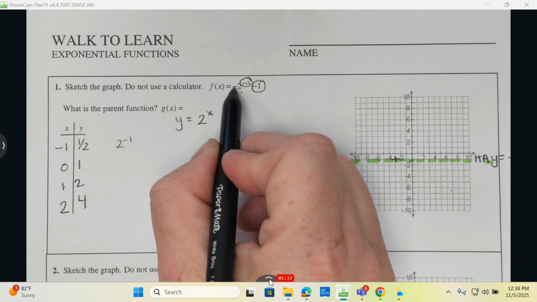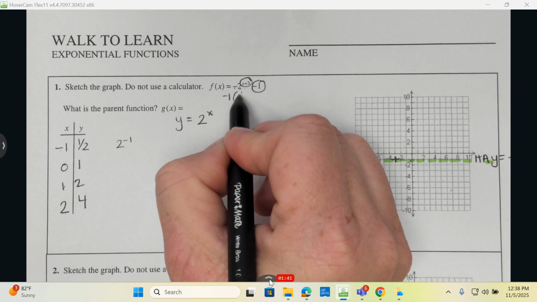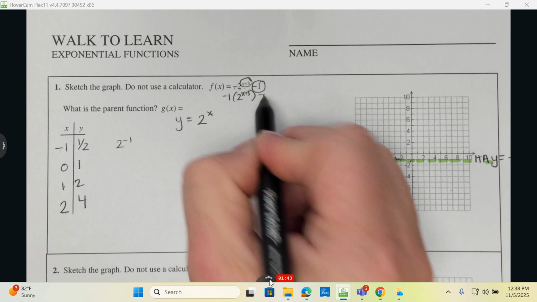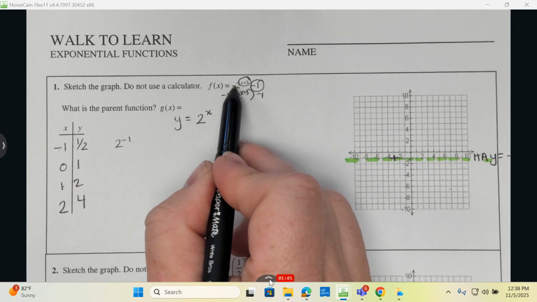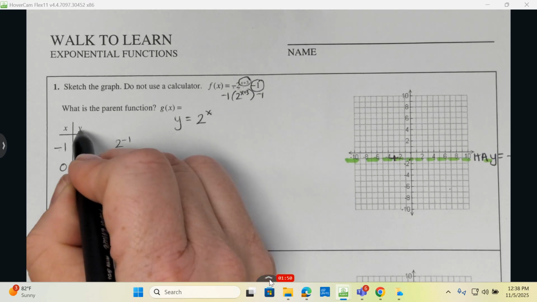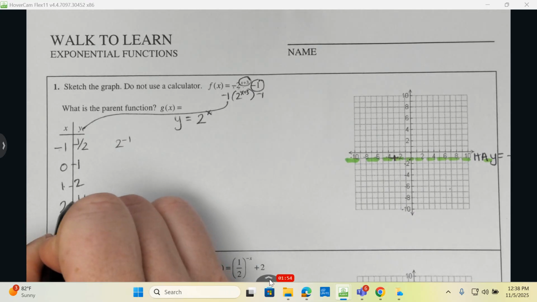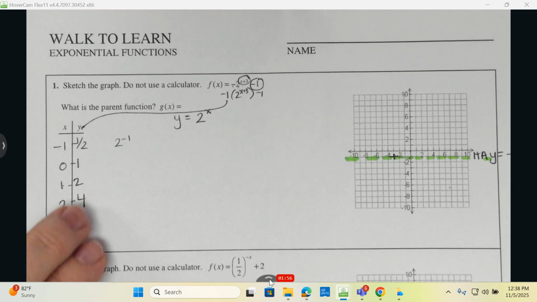Next up, this negative sign, because it's directly in front, it's like a -1 times this quantity. Anything that's directly in front of the function is going to be multiplied by the y value. So to my y values, I'm going to take them times -1. So I have negative, negative, negative, and negative. And now I'm going to graph.